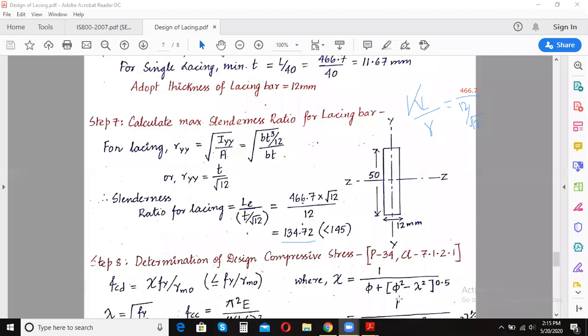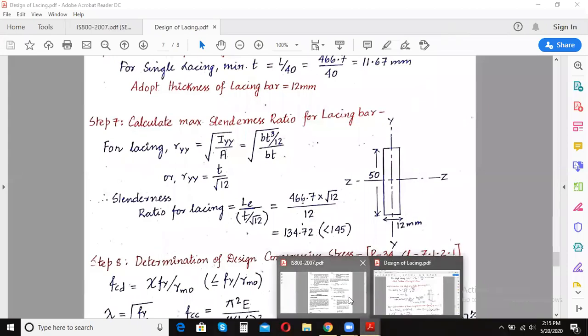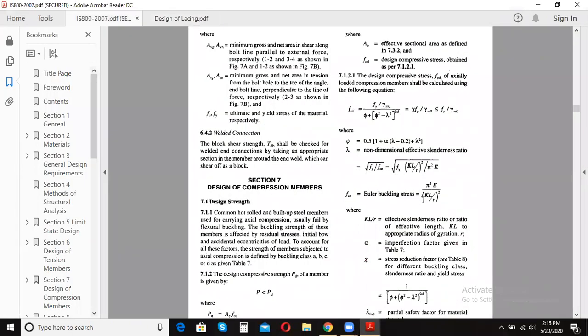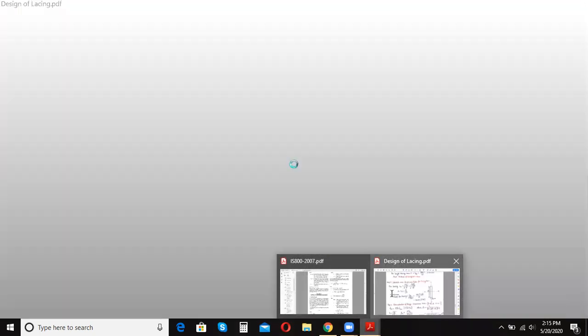So put this value 134.72 in your formula. Excuse me for a moment. Okay, so put the value 134.72 in this KL by R. You know what is pi, you know what is E. E is equal to 2 into 10 to the power 5. Okay, so you will be able to calculate FCC. Now lambda is equal to root over of Fy by FCC. So Fy is 250 and FCC is equal to this value. Okay, and then again, let me just show you the calculation.